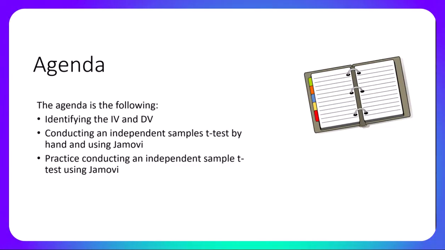Then we're going to conduct an independent samples t-test by hand and then check our answers using Jamovi. And then finally, we have another example that we're going to be conducting an independent samples t-test using Jamovi. So by the end of this lab, we should be able to recognize when an independent samples t-test is appropriate, and then also be able to explain our results in more standardized language using APA style.